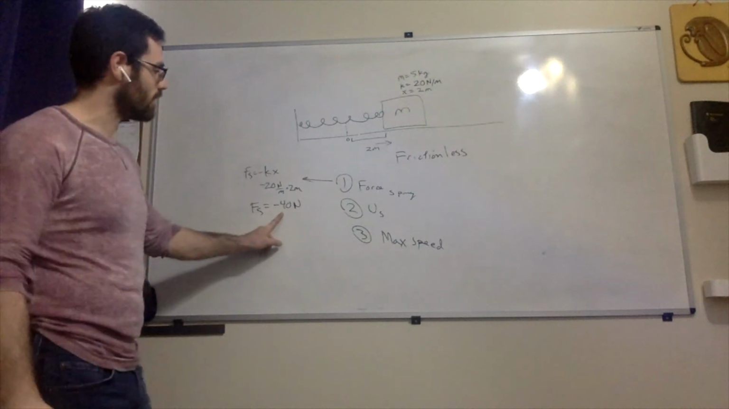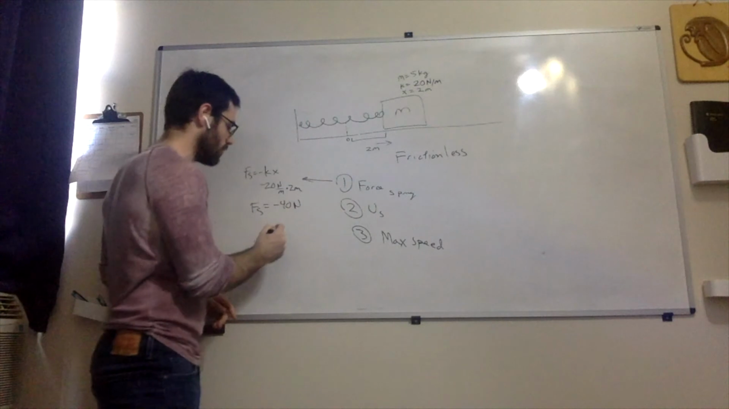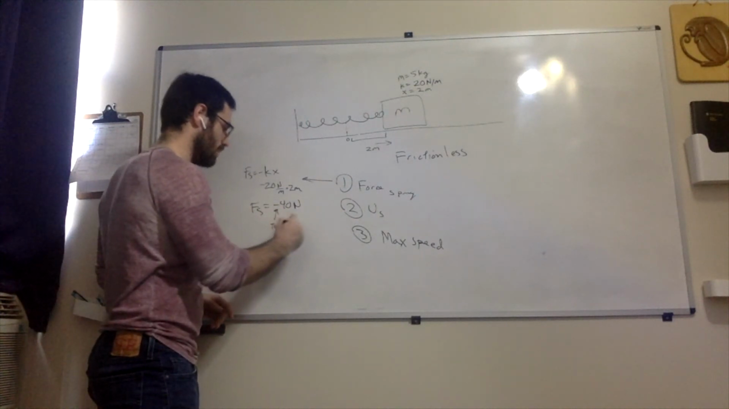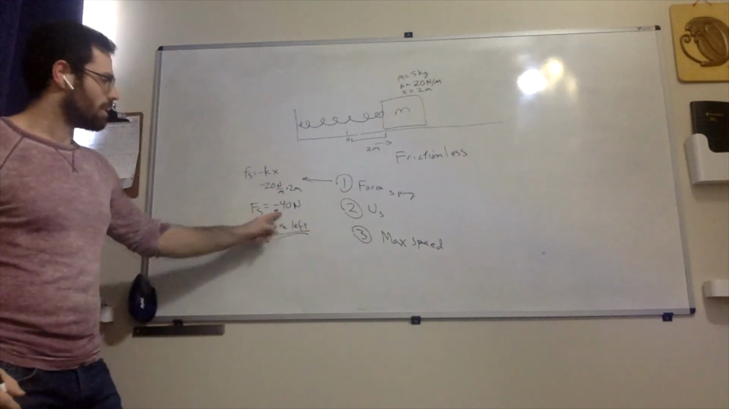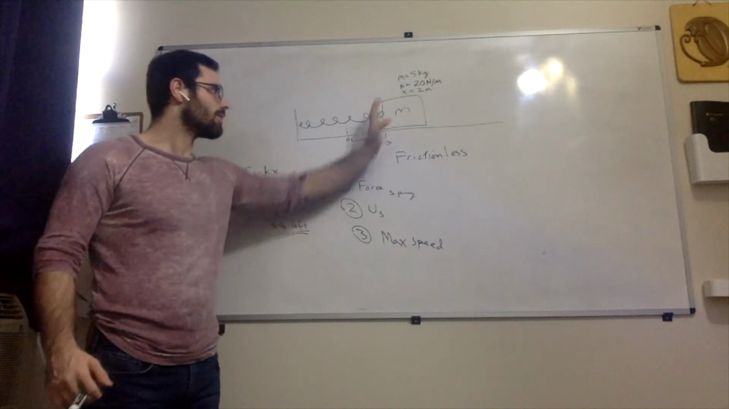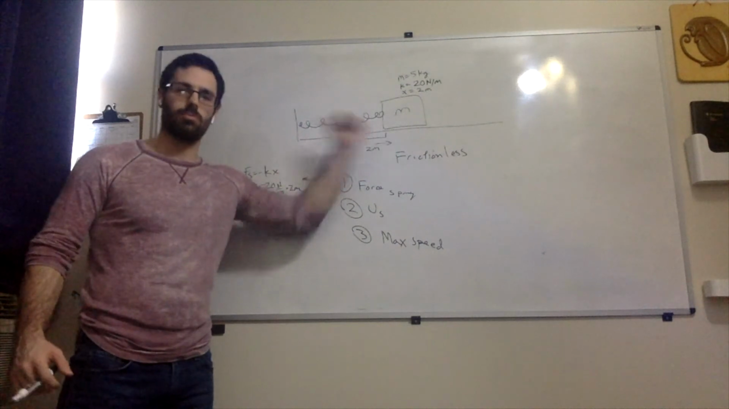Now, negative 40 newtons, the negative stands for the direction of the force in this picture. That's what the negative stands for there. The spring is pulling this block to the left. I'm holding it here, but there's a 40 Newton force pulling me that way.